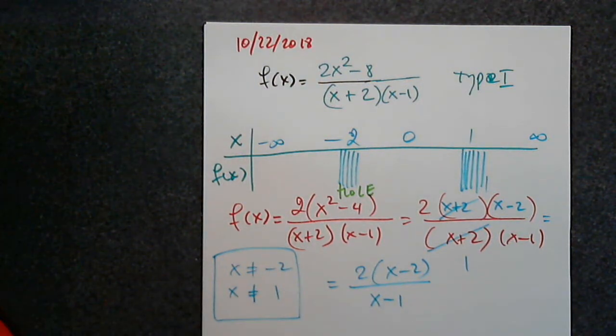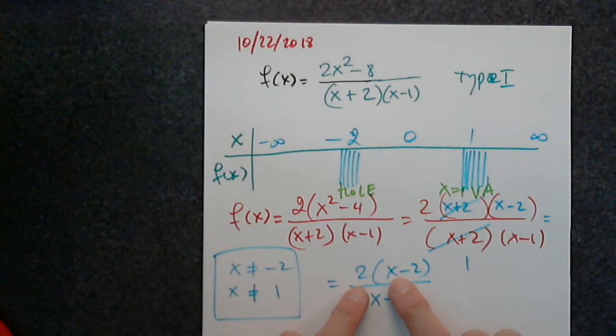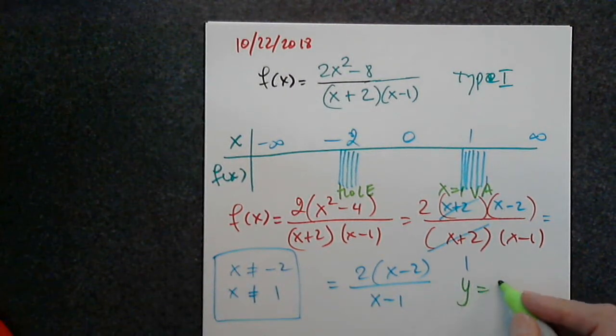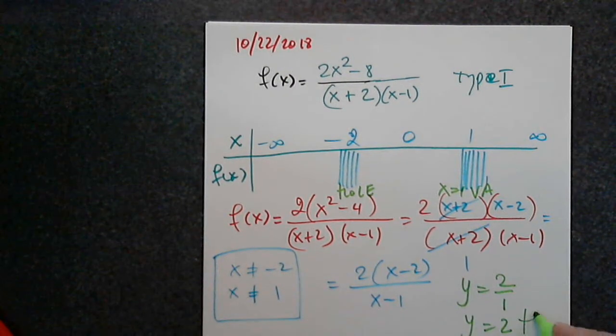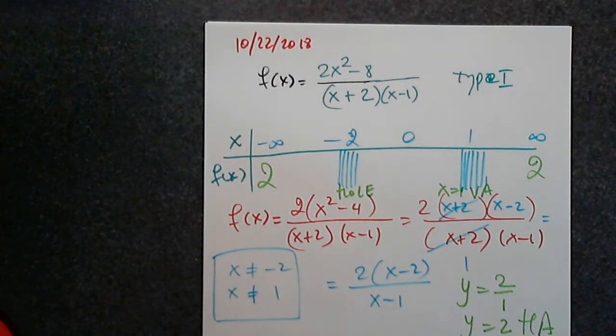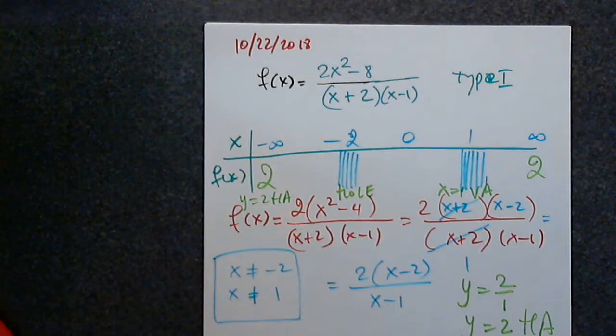The factor that stays gives the vertical asymptote: x equals 1 is a VA. Perfect. That's all I needed. Since this is type 1, what will be the horizontal asymptote? The leading coefficient for the top is 2. The leading coefficient for the bottom is 1. So y equals 2 over 1, in other words 2, is the horizontal asymptote and also the end behavior of this function. So y equals 2, horizontal asymptote.